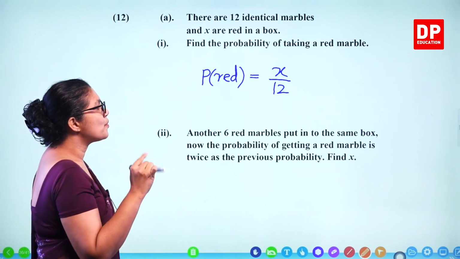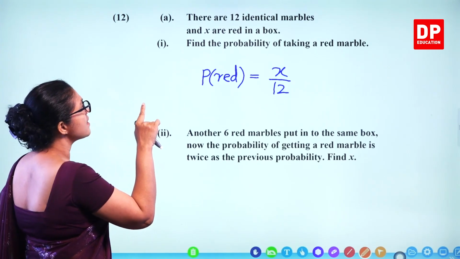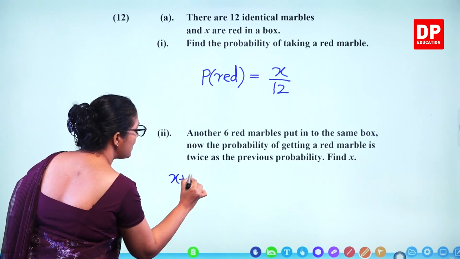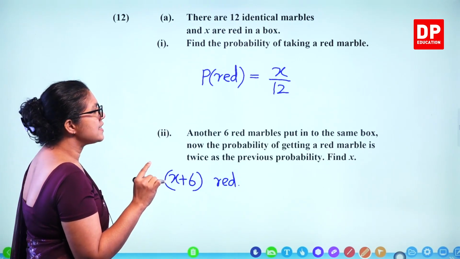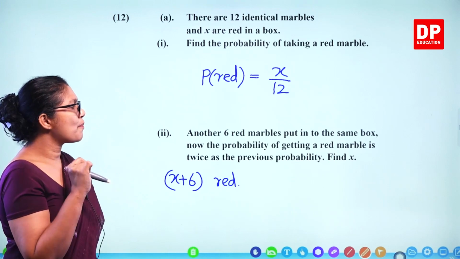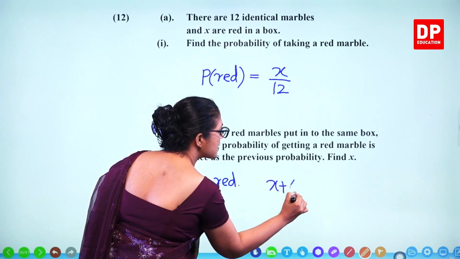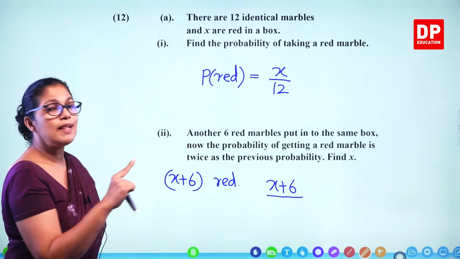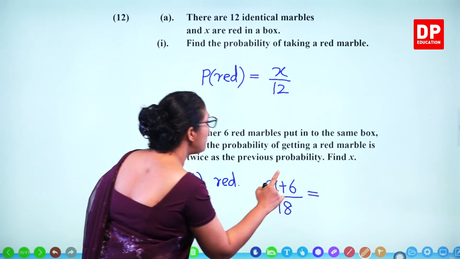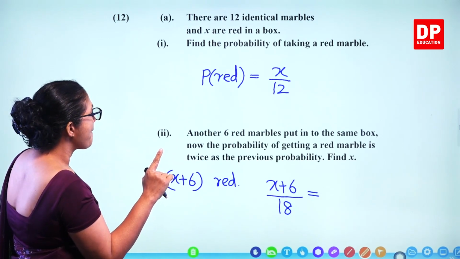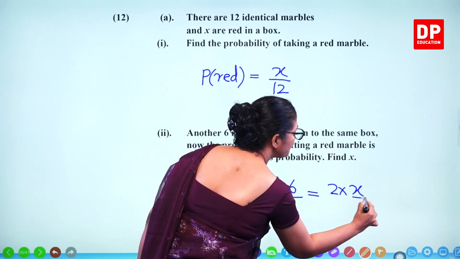Another 6 red marbles are put into the same box. So 6 red ones. So earlier X, and 6, X plus 6 red ones are there now. Now the probability of getting a red marble is twice the previous probability. Find X. So what's the probability of getting a red one now? X plus 6. And what's the total? Earlier 12 and 6. Altogether 12 plus 6, 18. So that probability is the same as twice the previous one. 2 times X over 12.